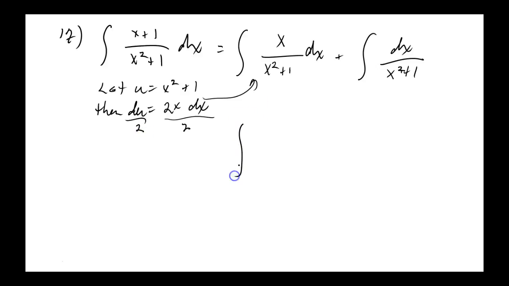So now you have the integral of du over 2, so I'm going to pull the 1/2 out here because you don't need it inside. And that leaves you with du over u, right? Because u was x squared plus 1.